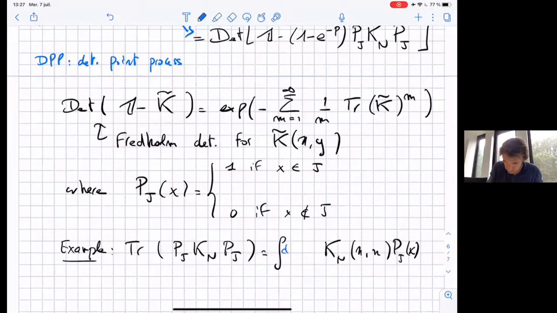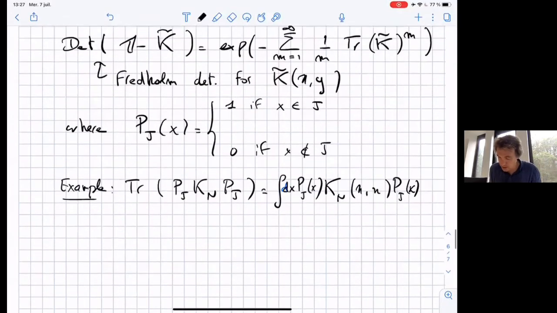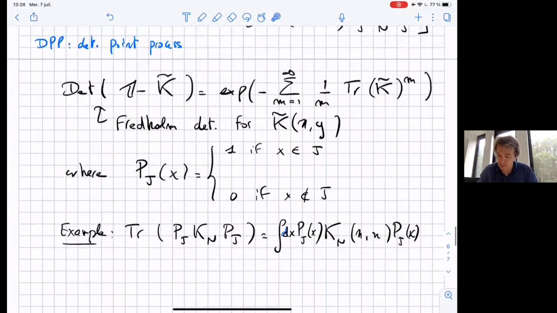Kn had two arguments x and y, but because of the trace, the trace fixes the two x here to be equal. So eventually the effect of these pj's here is just to restrict all the integrals to be within the interval j. So that's what this means.